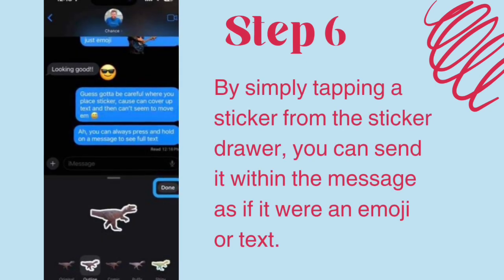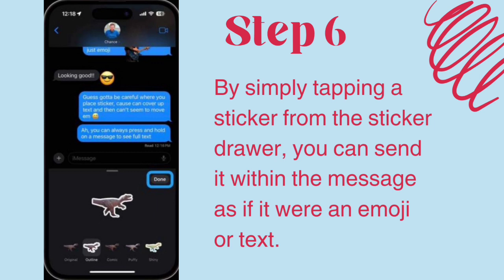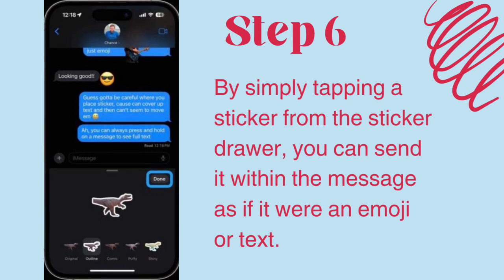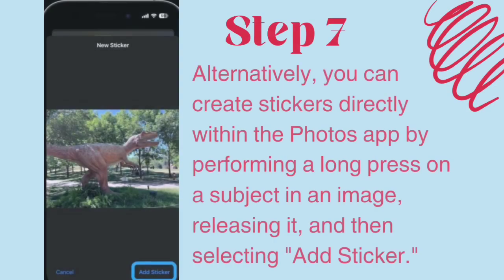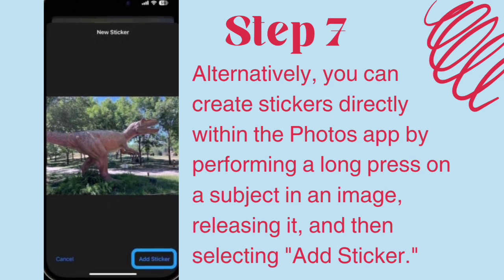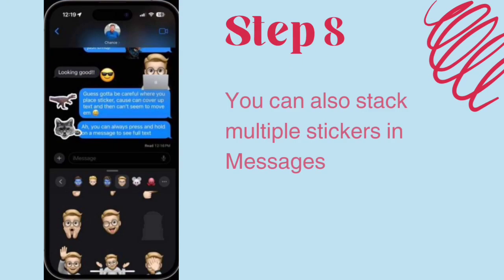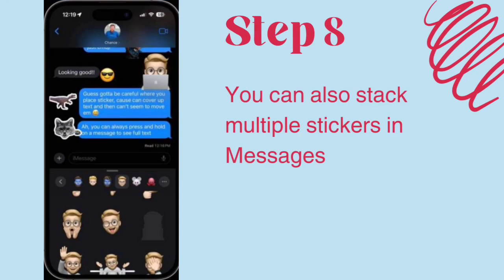Step 6. By simply tapping a sticker from the sticker drawer, you can send it within the message, as if it were an emoji or text. Step 7. Alternatively, you can create stickers directly within the Photos app by performing a long press on a subject in an image, releasing it, and then selecting Add Sticker. Step 8. You can also stack multiple stickers in Messages.